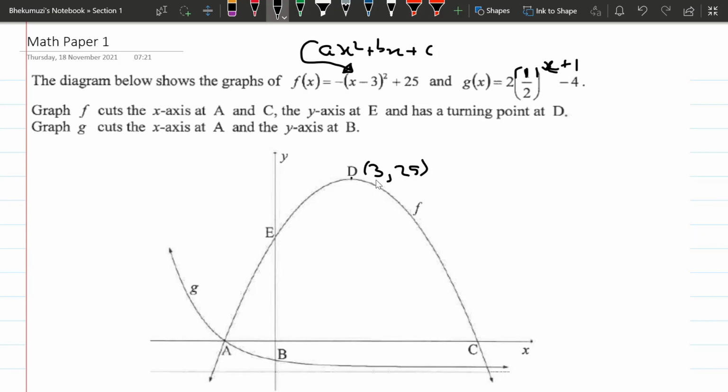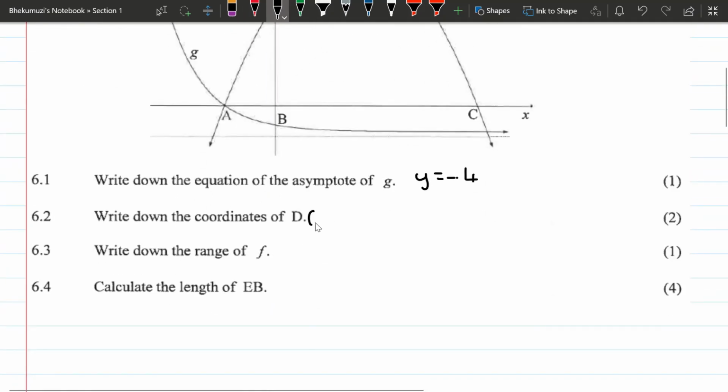How do we see that? So x minus 3, you'd equate it to 0. That would give you just 3. But also remember, it's also a shift. If it shifts to the right, it's a minus. But if it shifts to the left, it's a positive, right? So you have to take it oppositely. So it's (3; 25) for D, and that we got from the equation.